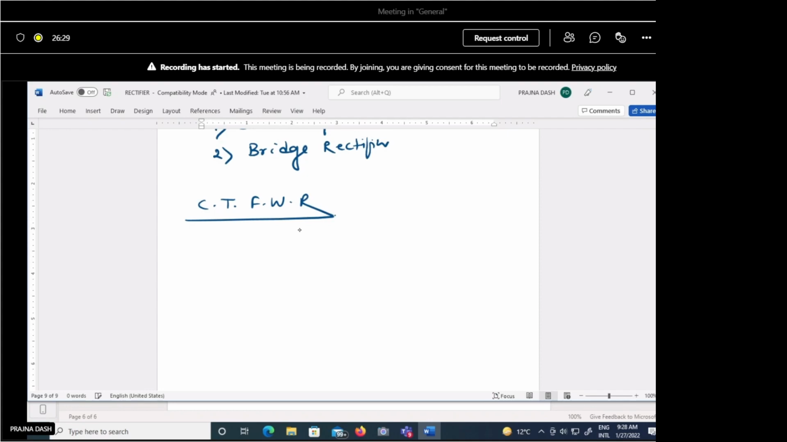Okay, so in the center tap full wave rectifier circuit, whatever the transformer we are using, suppose this is the input voltage and this is the transformer. In the center tap rectifier circuit, we will use two diodes. Instead of using one diode, here two diodes are used. Let's say D1 and D2 are two diodes, and this load is connected like this. This is the load.